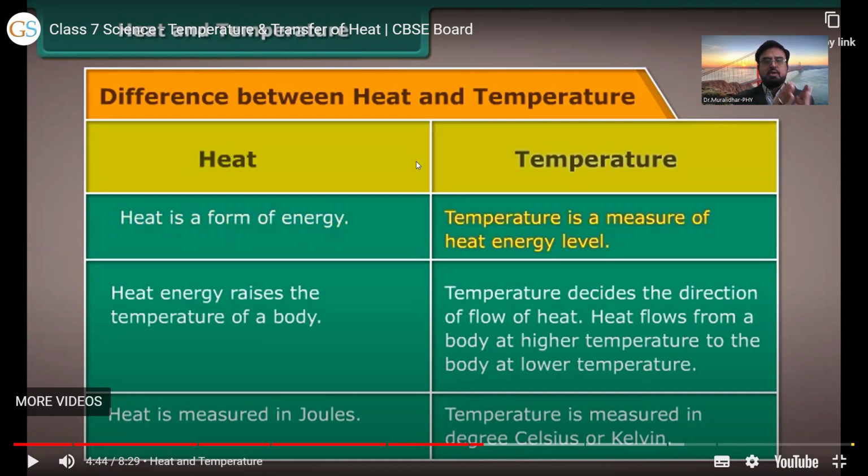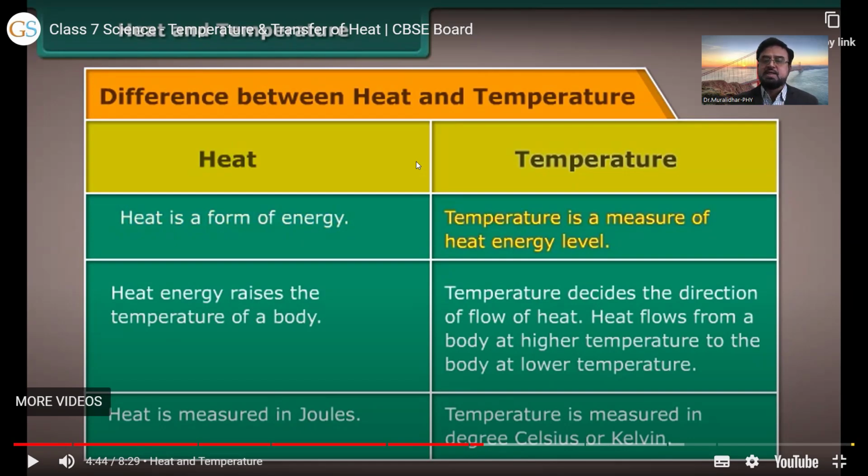So you have seen what is heat, you have seen what is temperature. So the difference is here. You can note down 3 points. You can note it down as a table first. Heat is a form of energy. Temperature is the measurement of heat energy. Heat raises the temperature of the body.